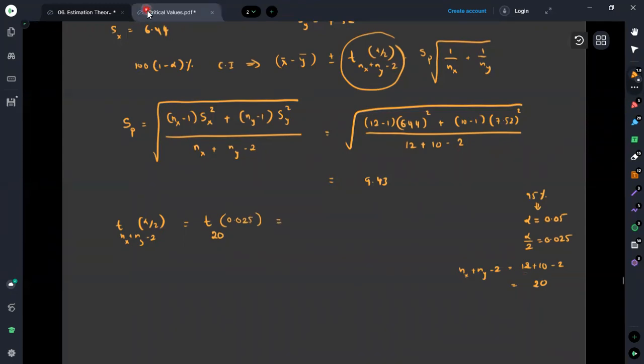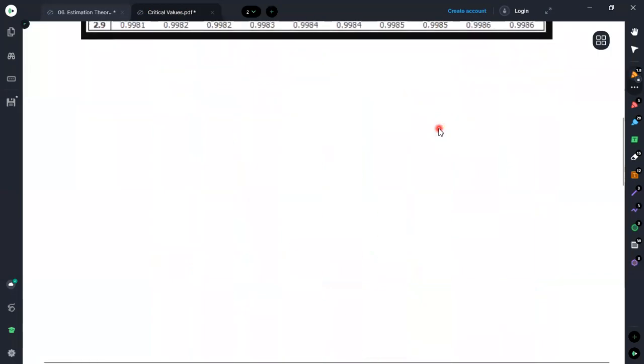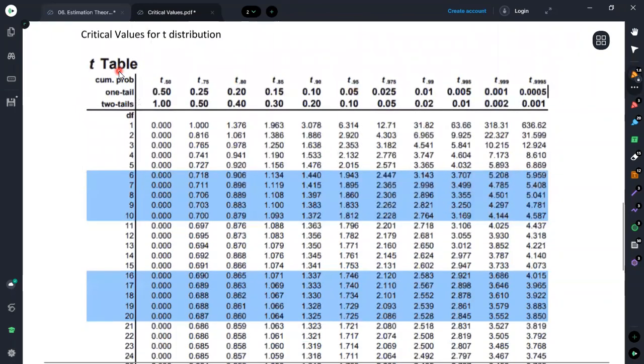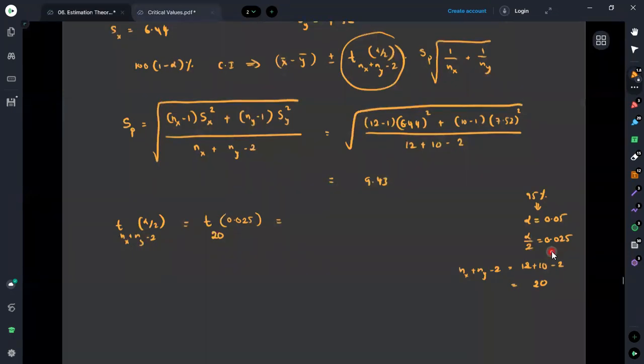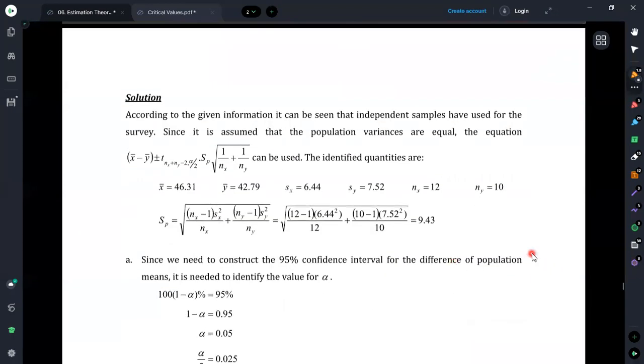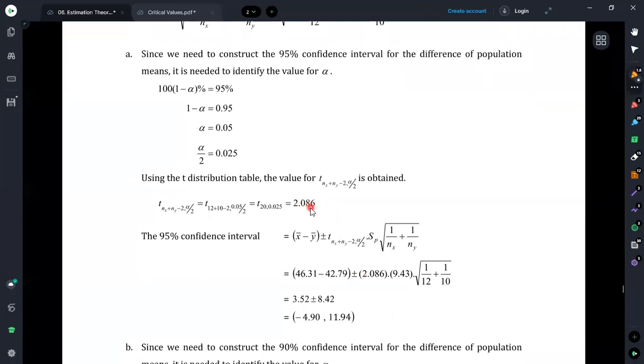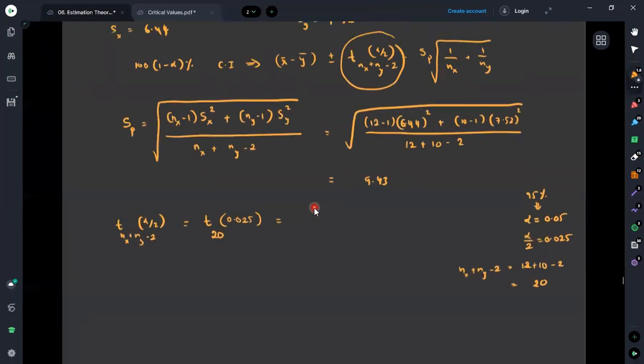Then we can use the critical values table. Using the standard t distribution table, the two tails having 0.05 means one tail is 0.025, so we use this column. With degrees of freedom equal to 20, the value is 2.086.